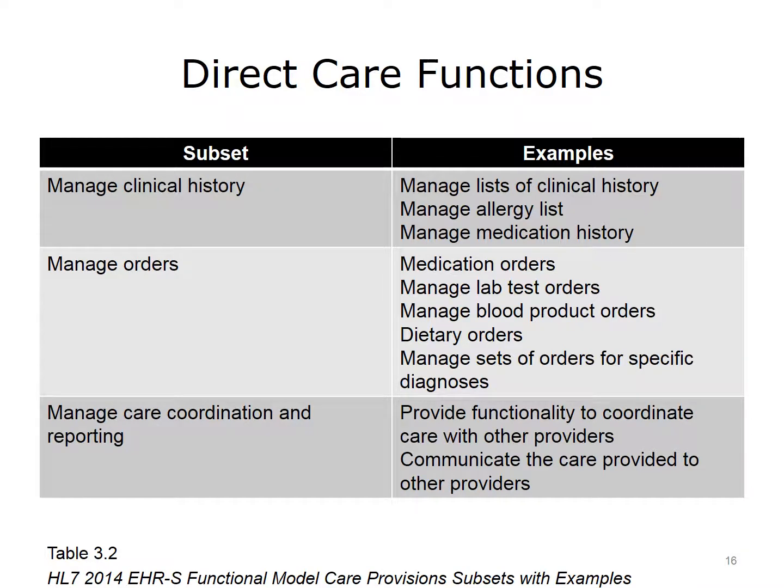For the managing orders subset, examples include orders for medication, lab test orders, blood bank orders, and dietary orders. The communication to the ancillary departments and individuals in the healthcare organization is managed by this subset, as well as the work list that each department may use for fulfilling the orders.